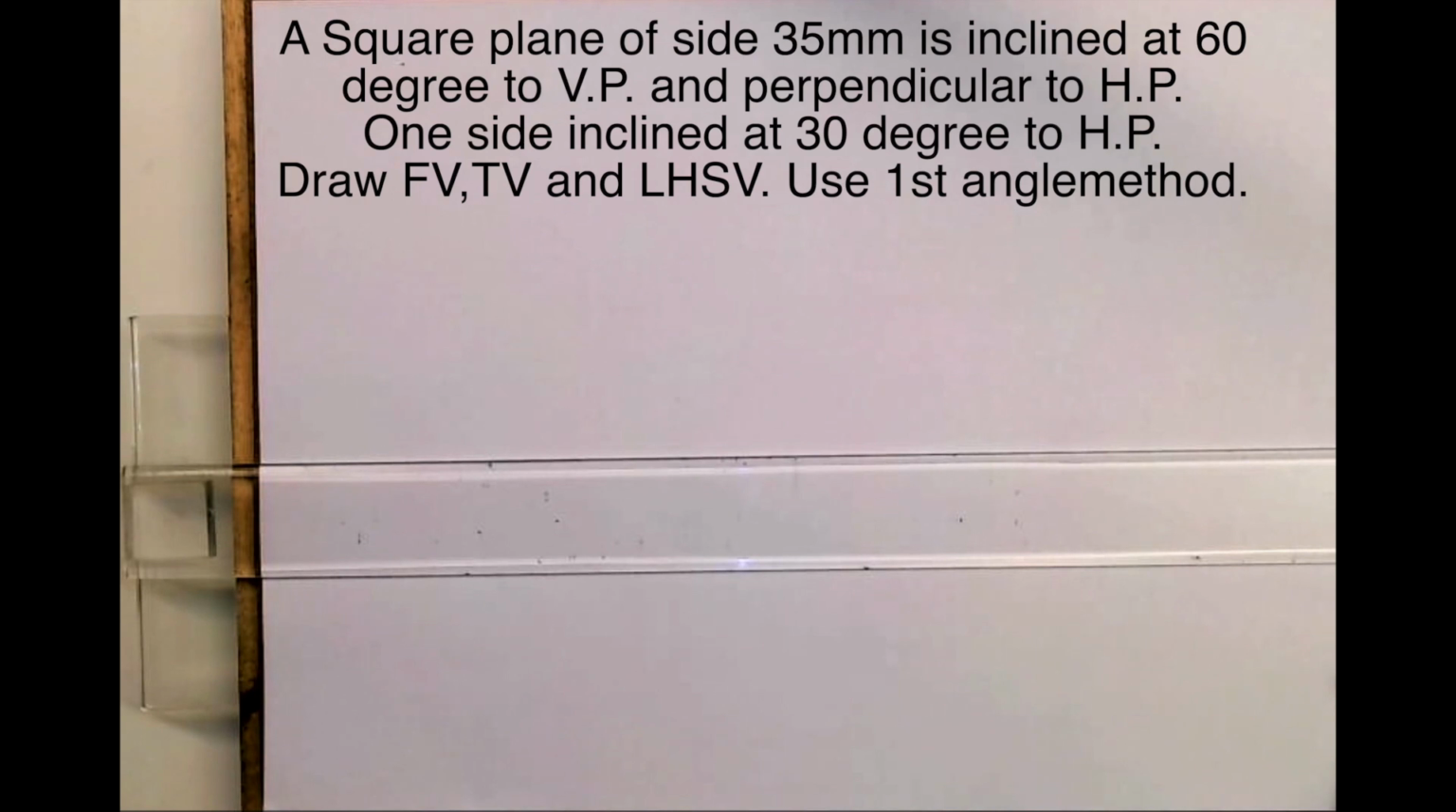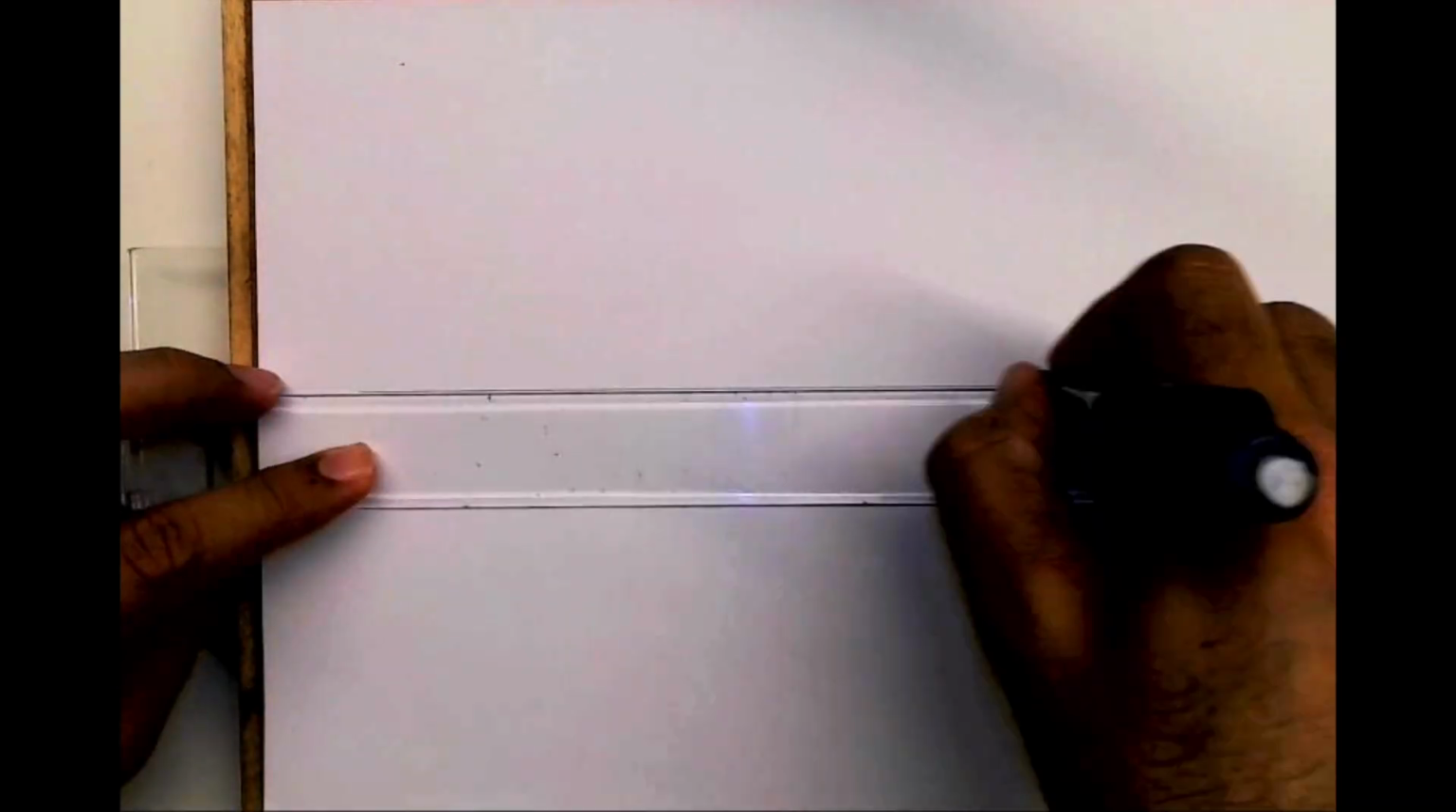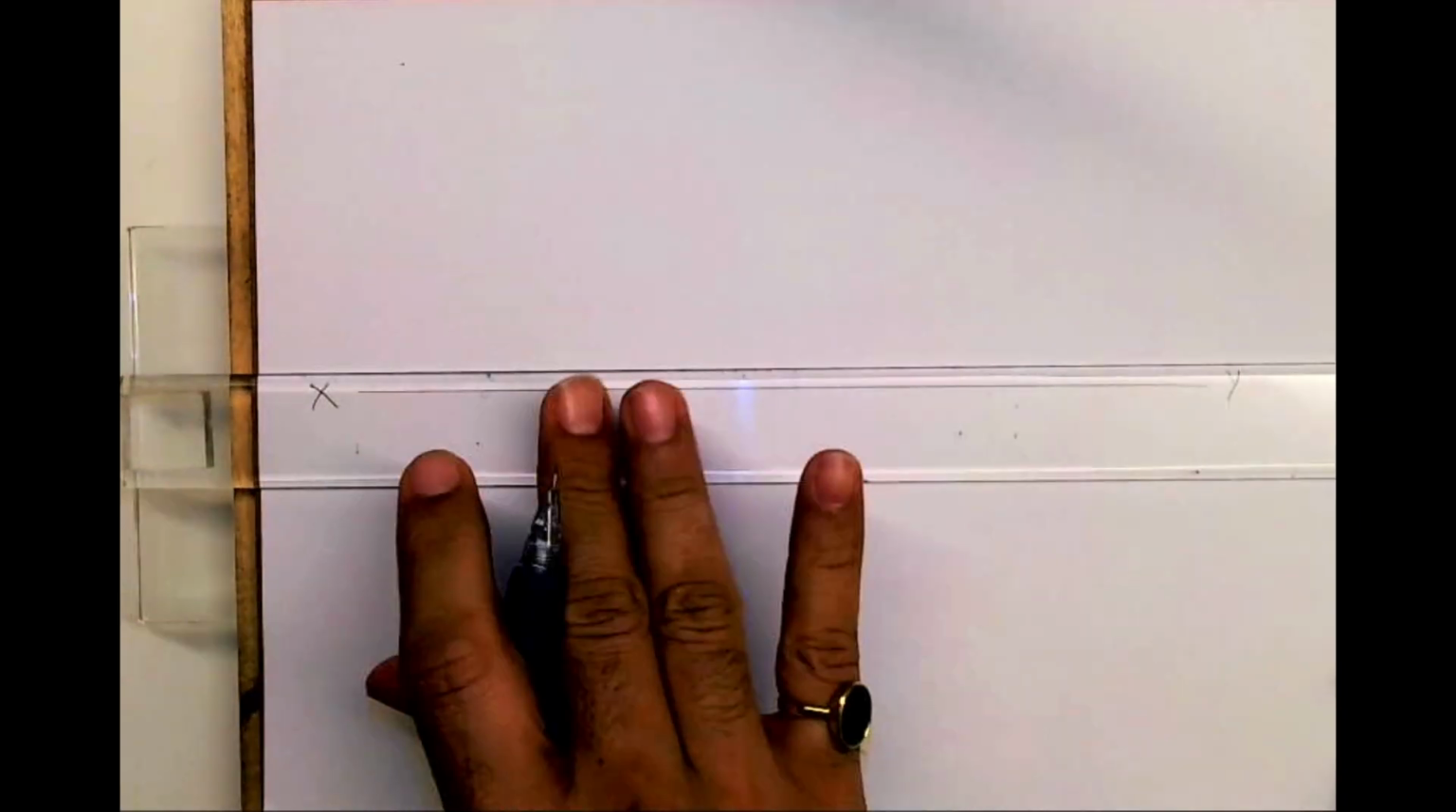Now the plane is inclined at 60 degrees to VP. So first we will draw it parallel to VP. The front view will give you the true shape, and it's the first angle sum. So the front view will come up.